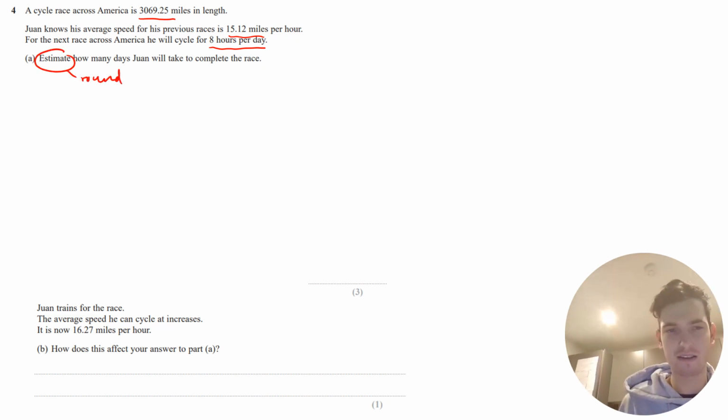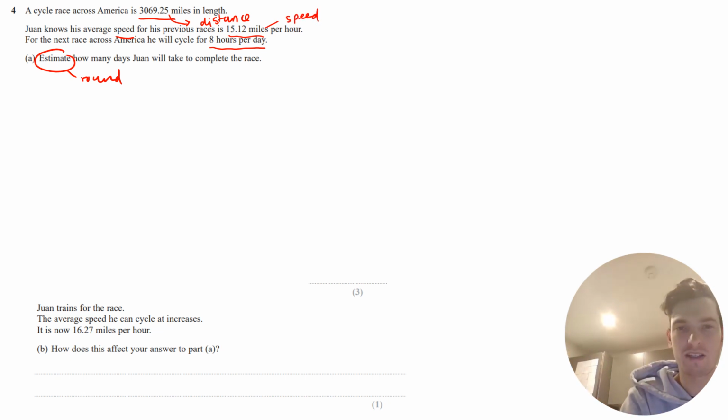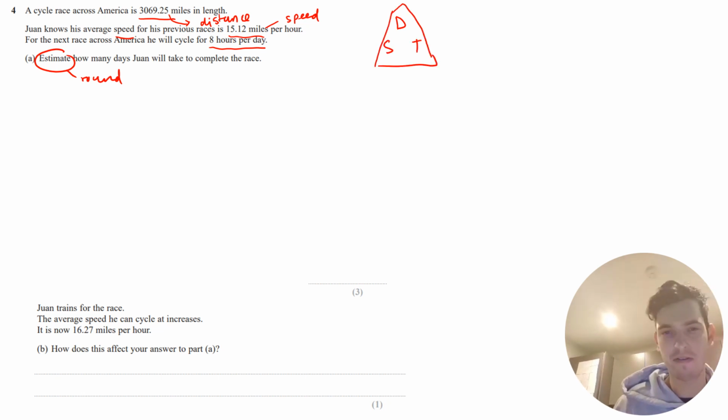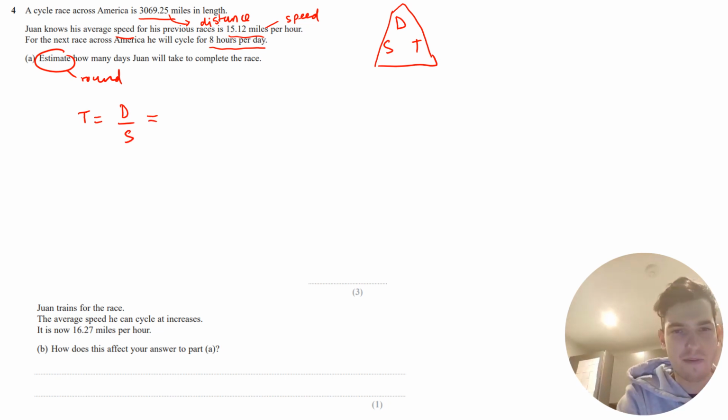So let's round all of these things that I've got. I think this is going to be a distance, speed, time question. Miles, that is going to be a distance, and it tells me that the speed is 15.12. So let me just draw a distance, speed, time triangle. I think I want to find out the time. So time is distance over speed. My distance was 3,069.25 miles.